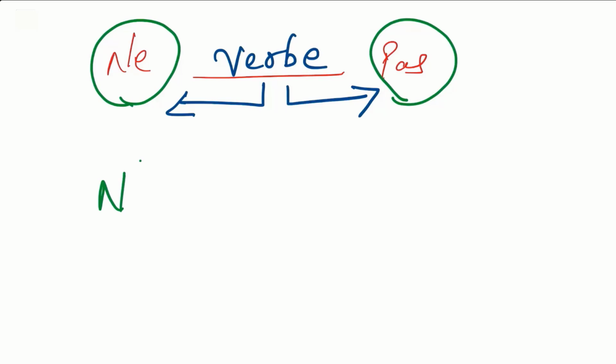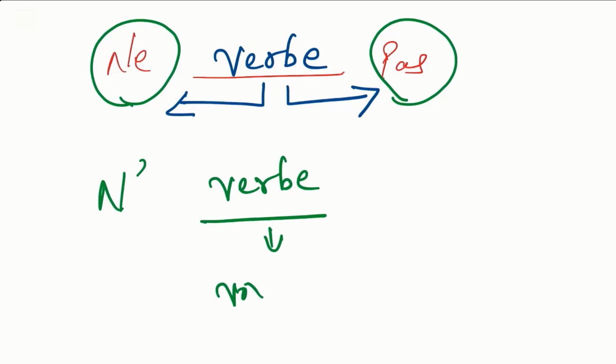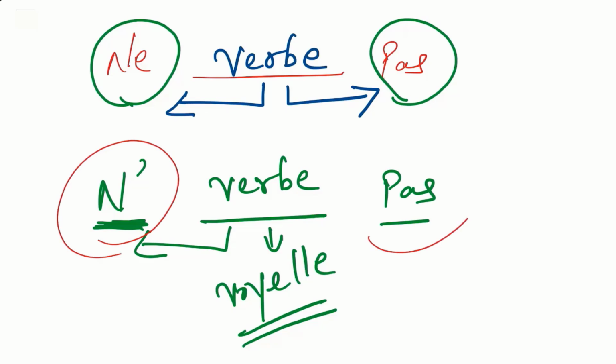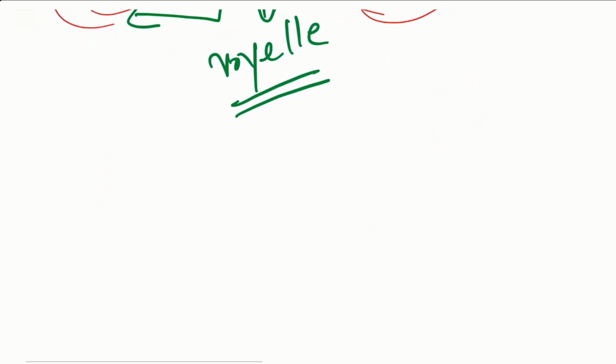There is one more thing. You have to put an apostrophe if the verb is starting with a voyelle, with a vowel. Then you have to drop the E and put an apostrophe, but the pas will remain the same. D'accord? So keep this in your mind. Let's do a few examples and it will be clear to you.